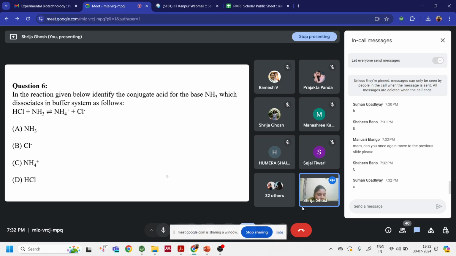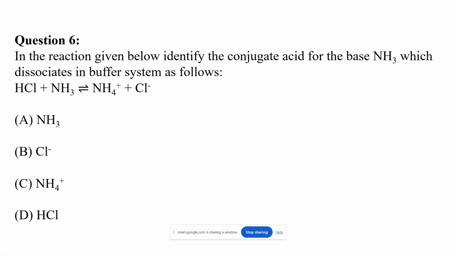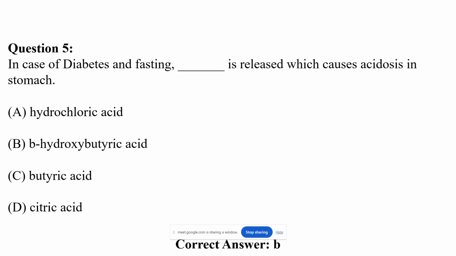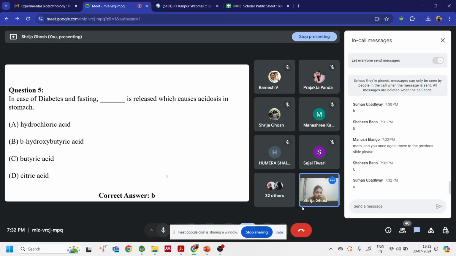Can you once again move to the previous slide? Yeah, Manushri, I can show you the previous slide. Do you have any doubt, Manushri?